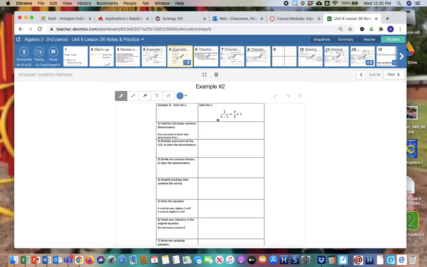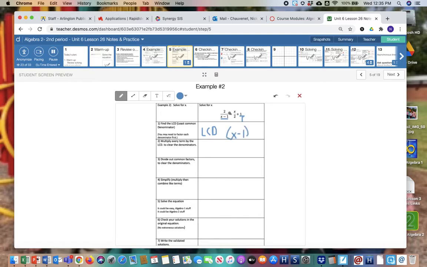So let's look at one that wasn't pre-done. So here's this one. Okay, so again, I'm always going to throw a 1 under something I don't see, so now I need to create my LCD. So before I even do that, I say, is there any factoring that needs to be done? So no factoring, no GCF. So what do I have in this first term? I have x minus 1.